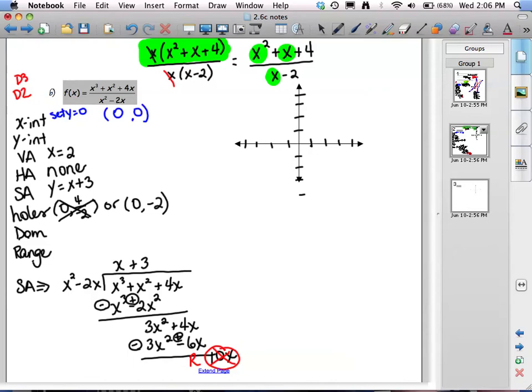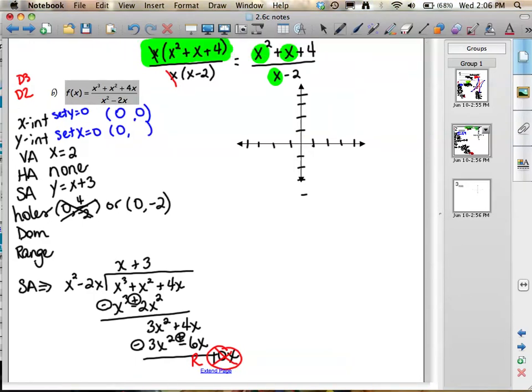To find the y-intercept, you set x equal to 0. So if I put a 0 in for x, I already did that, didn't I? That's where my hole is. So you need to mark that.